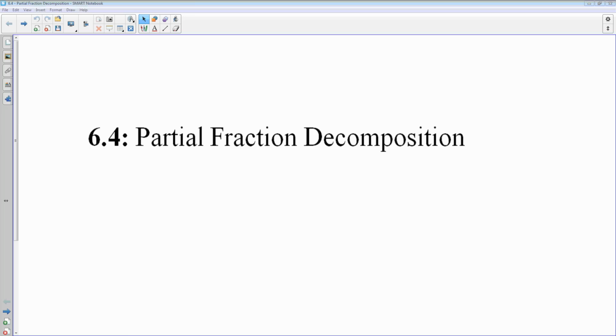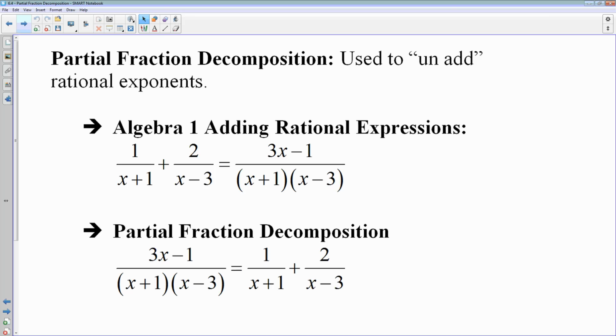Partial fraction decomposition. The name of this lesson is incredibly intimidating, and it does get a little bit lengthy at times, but we're going to look at some basic partial fraction decomposition problems here. And what partial fraction decomposition does, in my own words, is it unadds rational expressions.